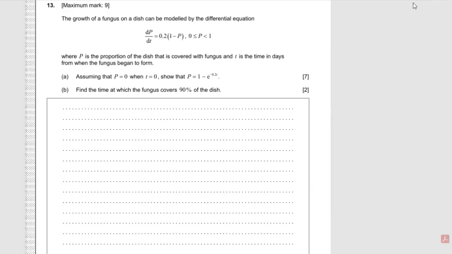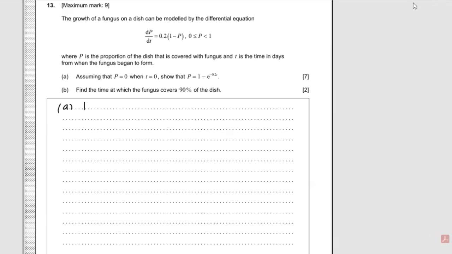Question 13. It's a 9 mark question. The growth of a fungus on a dish can be modeled by a differential equation. We can see the differential equation, and P is within 0 and 1, where P is the proportion of the dish that is covered with fungus and T is the time in days from when the fungus began to form. Part A. Assuming that P is 0 when T is 0.